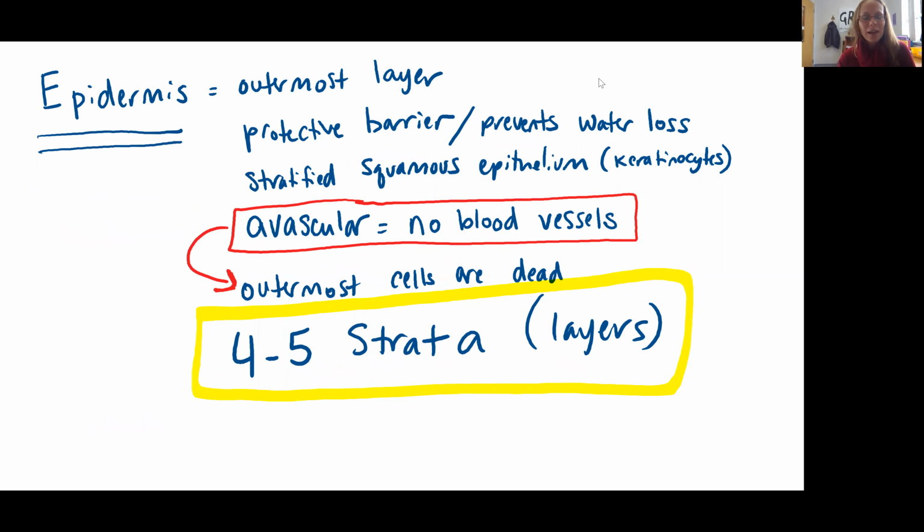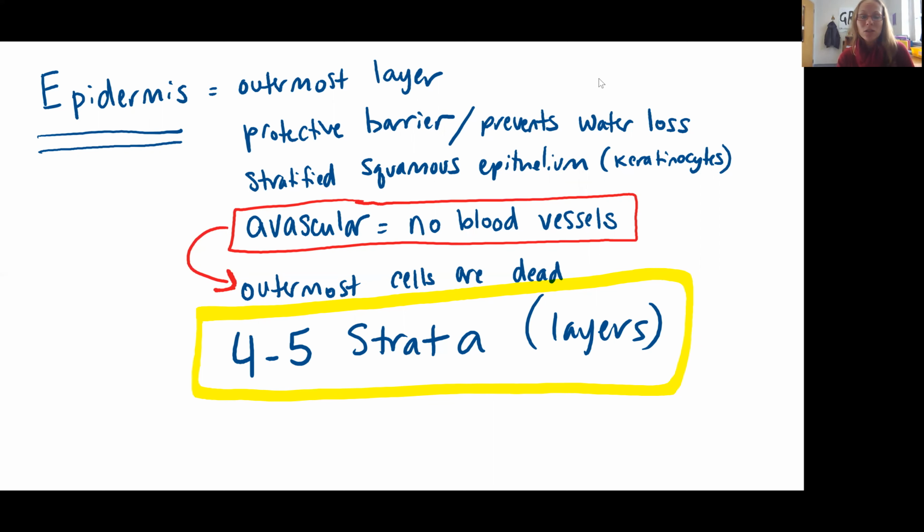Okay, looking at that outermost layer, the epidermis. The epidermis, again, is outermost. It is the protective physical barrier layer. It's composed of stratified squamous epithelium. It's helping to prevent water loss and also pathogen invasion. Notice that the cells of this stratified squamous epithelium will be called keratinocytes. So I introduced those to you in the previous video. These are going to be cells that make that special protein called keratin.